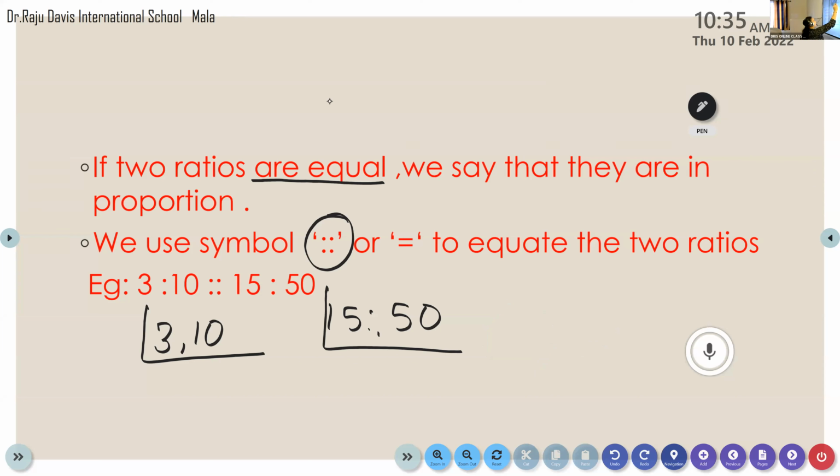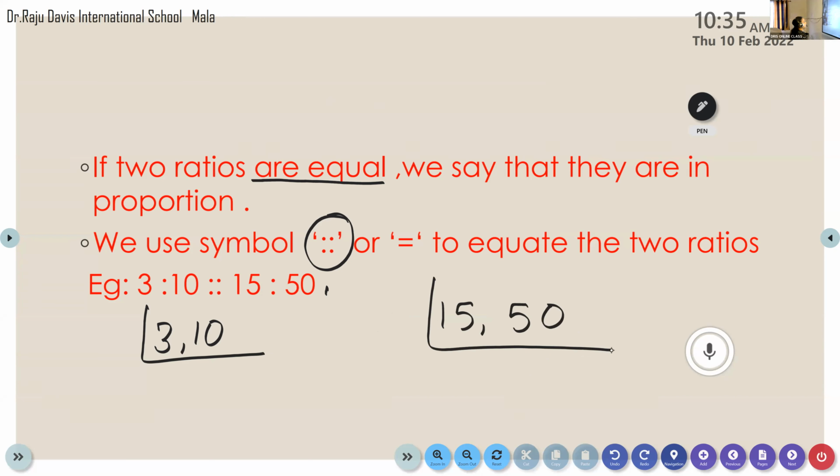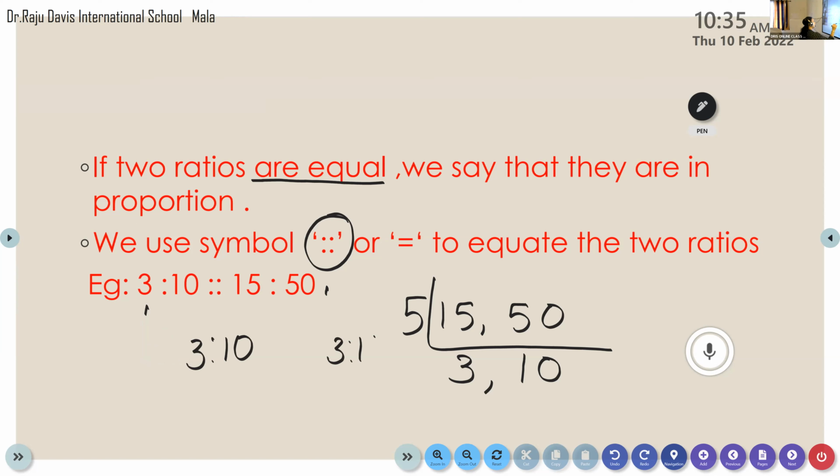Those who join now, please listen to the class. Okay, 15 is to 50. I'm going to divide with the HCF. By which number can I divide both the numbers? 5. So here 5 into 3 is 15, and 5 into 10 is 50. We get 3 and 10. Ma'am, they are equal. So children, here 3 is to 10, here also we got 3 is to 10. So they are equal. Understood? So you can say they are in proportion.